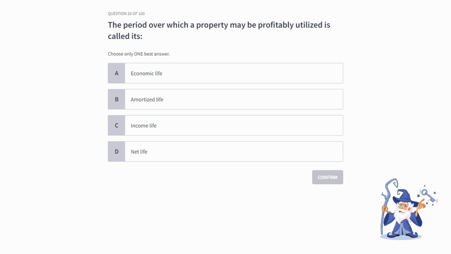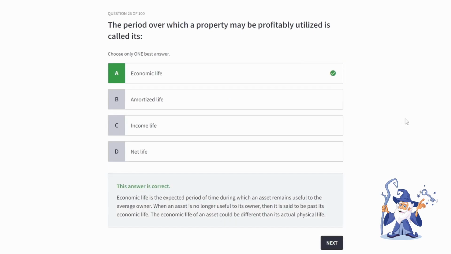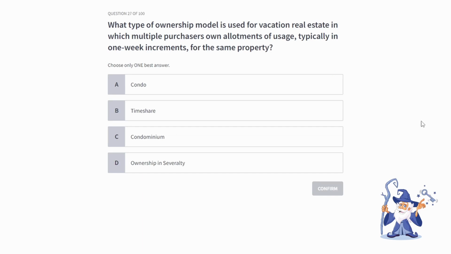Okay, what is the correct answer for this one? If any of you guys got this wrong, I'm going to get mad at you because we went over this earlier. It's A, economic life. So, economic life is the expected period of time during which an asset remains useful to the owner. When the asset is no longer useful to its owner, then it's said to be past its quote unquote economic life. The economic life of an asset could be different than its actual physical life, which again, we talked about that earlier. It all comes full circle, guys.